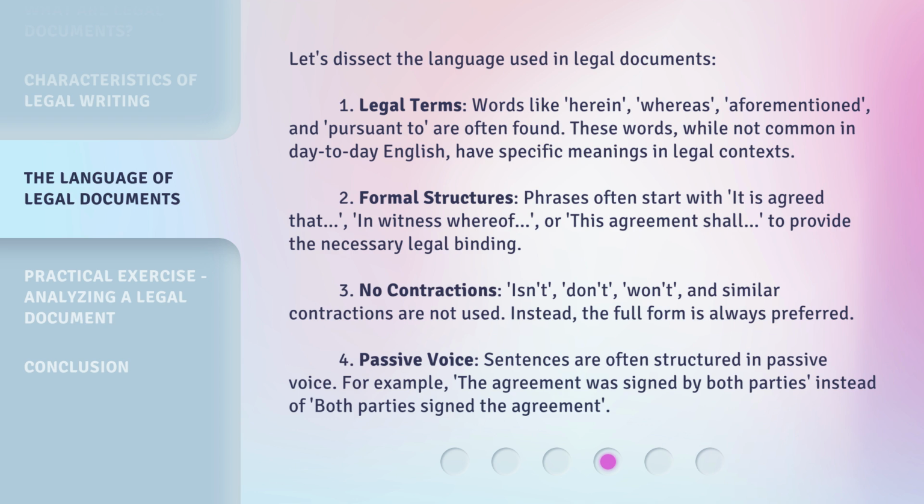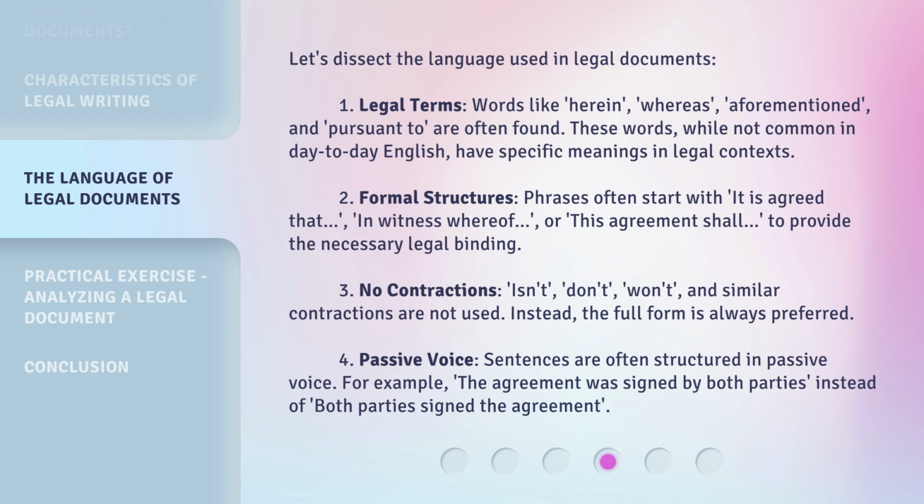Let's dissect the language used in legal documents. 1. Legal terms. Words like herein, whereas, aforementioned, and pursuant to are often found. These words, while not common in day-to-day English, have specific meanings in legal contexts. 2. Formal structures. Phrases often start with, "It is agreed that," "in witness whereof," or "this agreement shall," to provide the necessary legal binding.